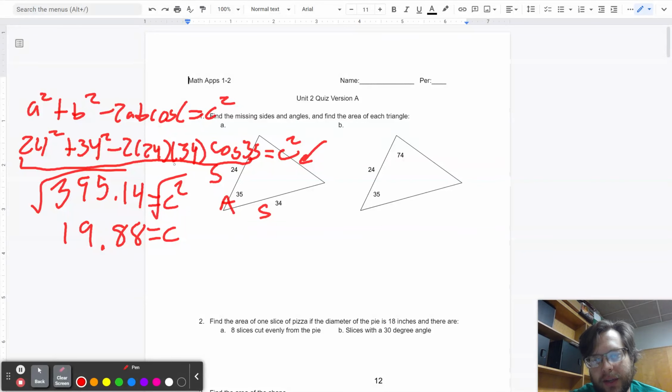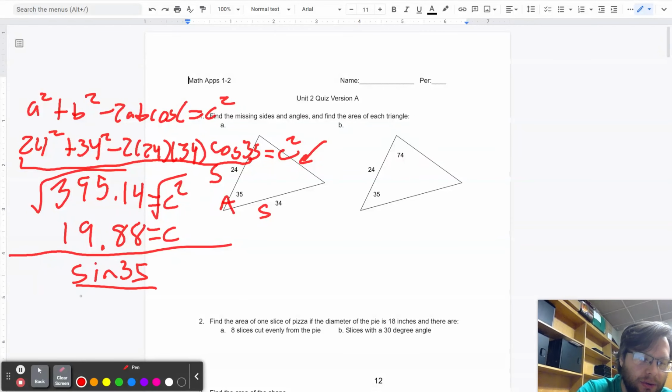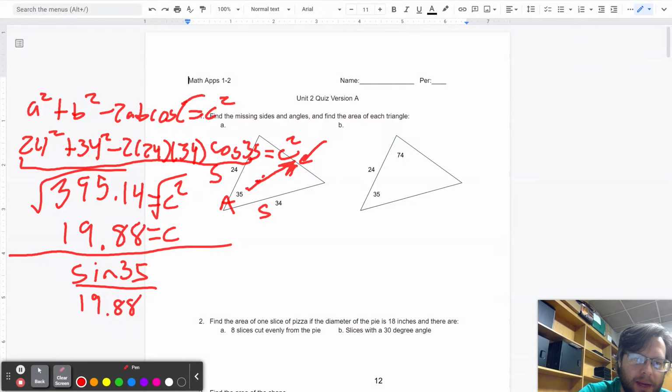If we want to find another angle, we could use either law of cosines or we could use the law of sines. If we're going to use law of sines, we just got to be careful that our angle measurements that we get actually match up with the side lengths. So let's go through law of sines and see what happens. So I'm going to set up sine of 35 over 19.88 because 35 is on the opposite side of the triangle. So it matches up just like how I matched up the cosine of angle C with the c squared at the beginning. Same idea here.